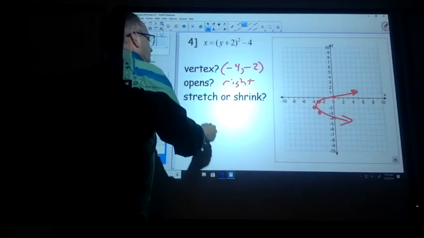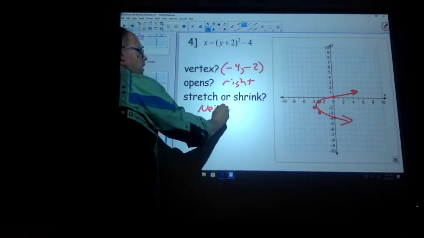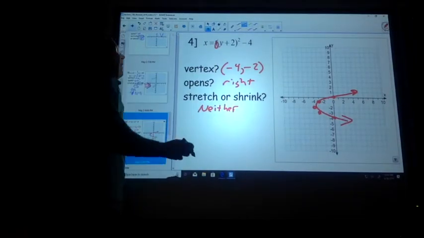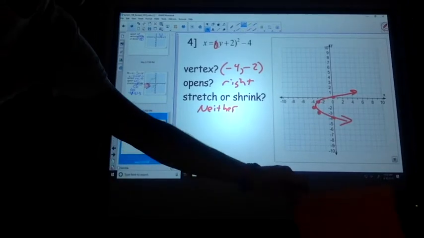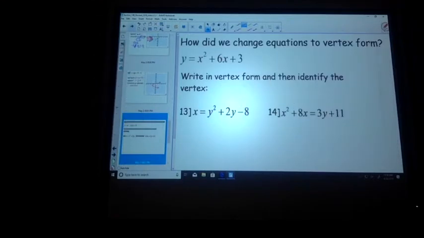So there's that. Is there a stretch or shrink? Neither, because I don't have anything out here. There's no value out front. Cool. So basically with these graphs, it looks the same as the x ones, but it's opposite. Is this the last graph?